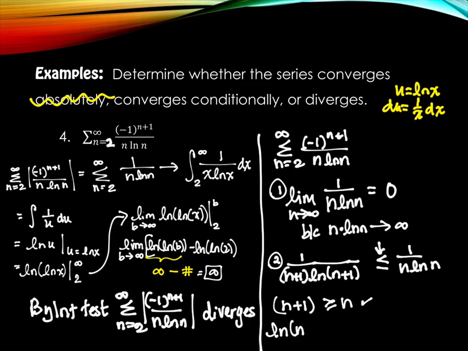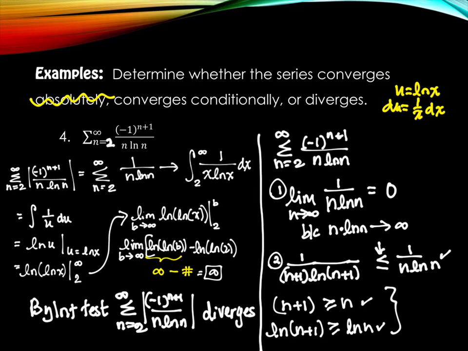How about the natural log of n plus 1? Yeah, it's also bigger because log graphs are constantly increasing, right? So in both those cases, the graph of n and the graph of natural log n are strictly increasing functions. So since both pieces of the denominator are bigger, this is satisfied. The denominators are bigger, the fraction is smaller.